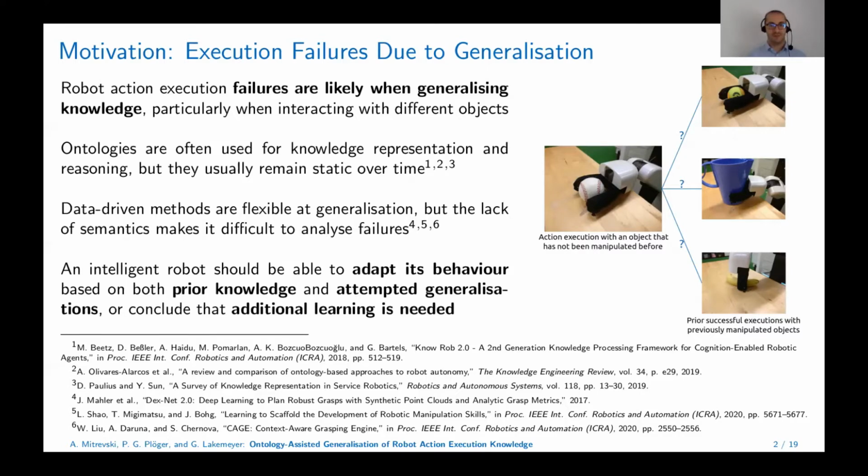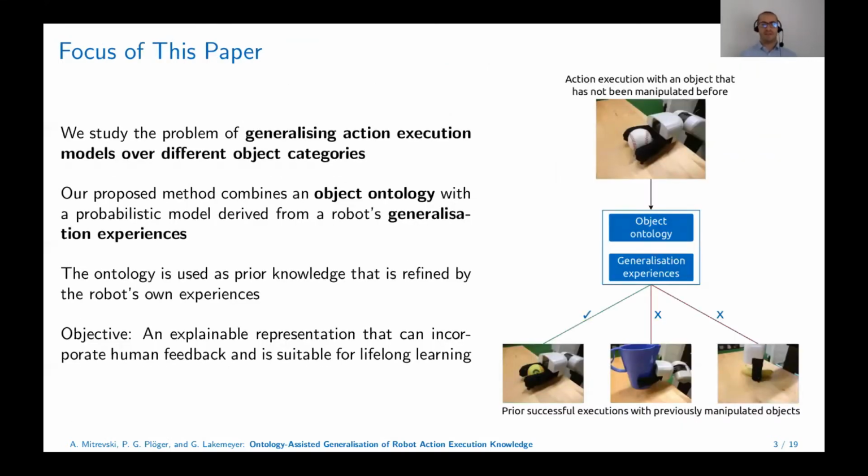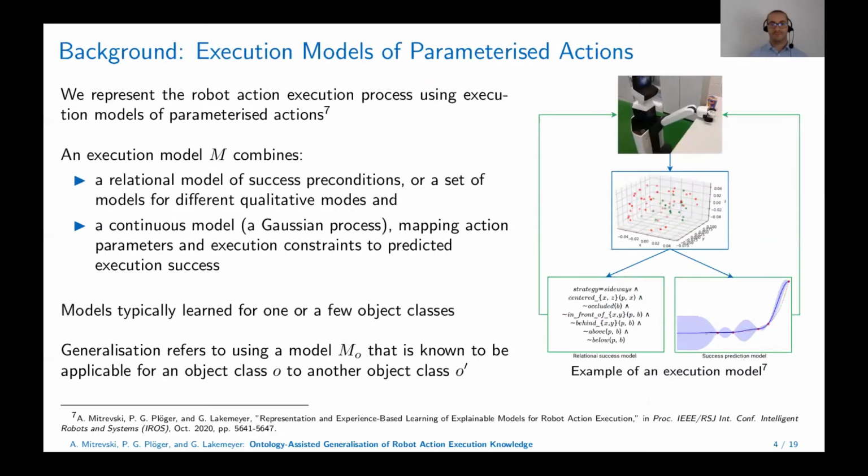for better action execution. In this paper, we study the problem of how to generalize execution knowledge when performing different actions, for example, object grasping, with objects that are potentially known to the robot, but which have not been manipulated before. We particularly propose a probabilistic method that uses an object ontology as prior knowledge for guiding a robot's generalization decisions, such that this knowledge is refined by the robot's own generalization experiences. Our overall objective is to create a representation that leads to explainable generalization, which can directly incorporate human feedback and which can be used for lifelong acquisition of execution knowledge.